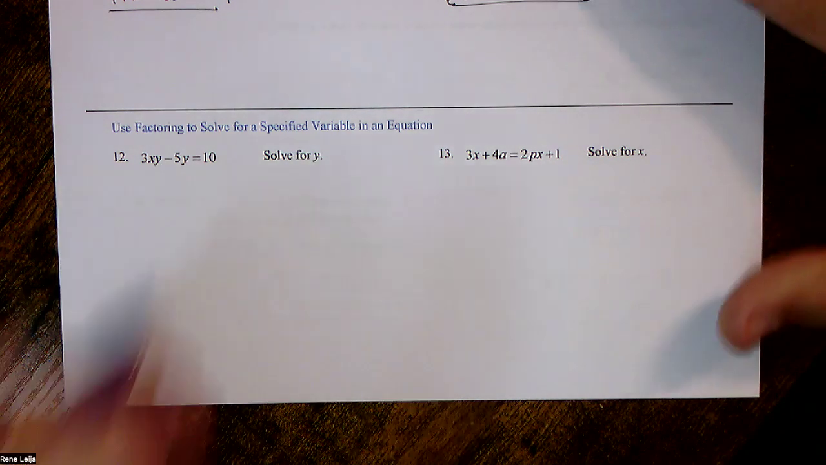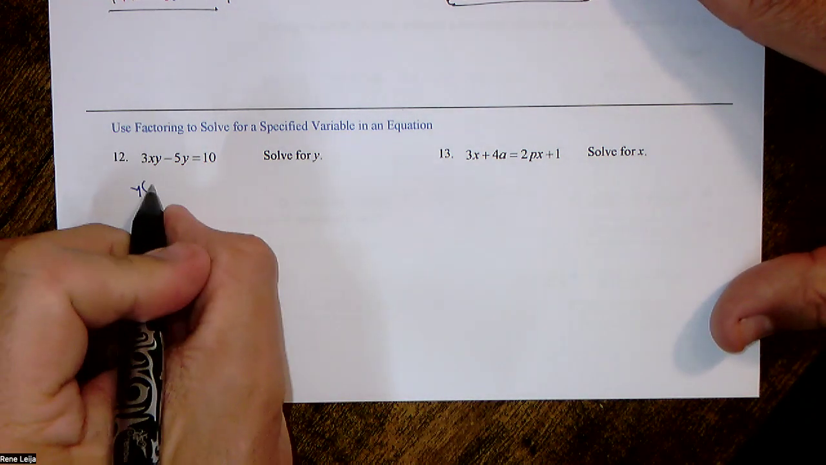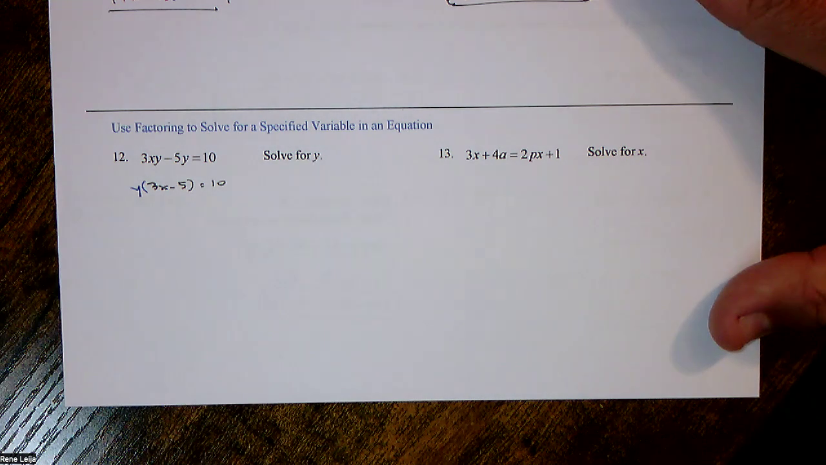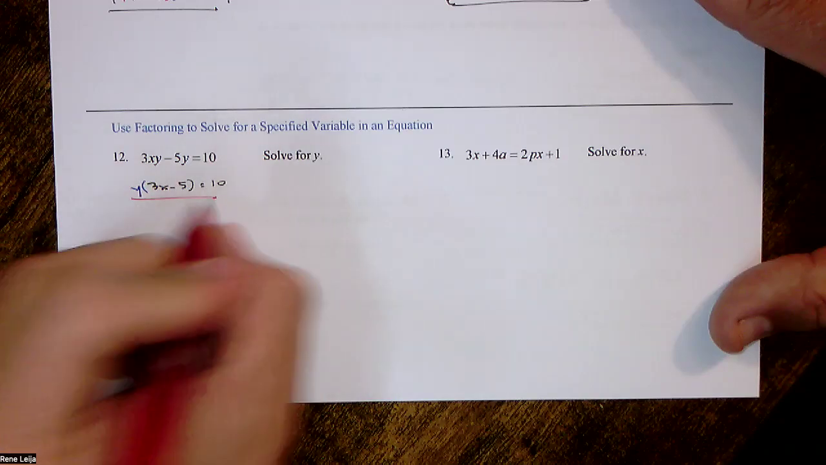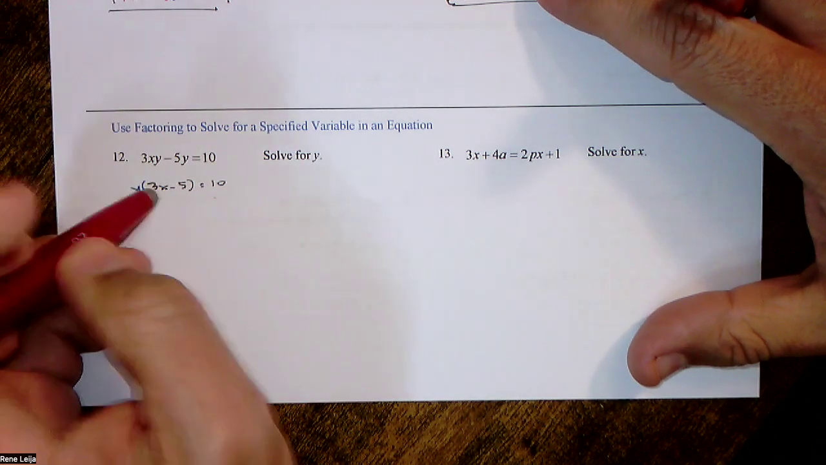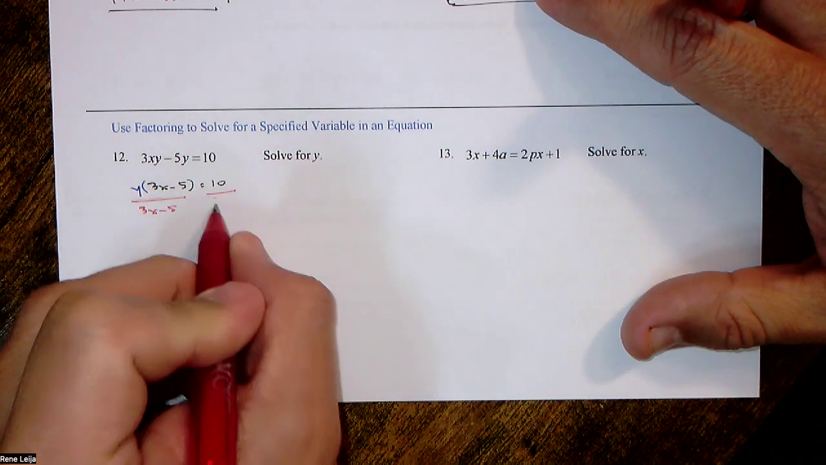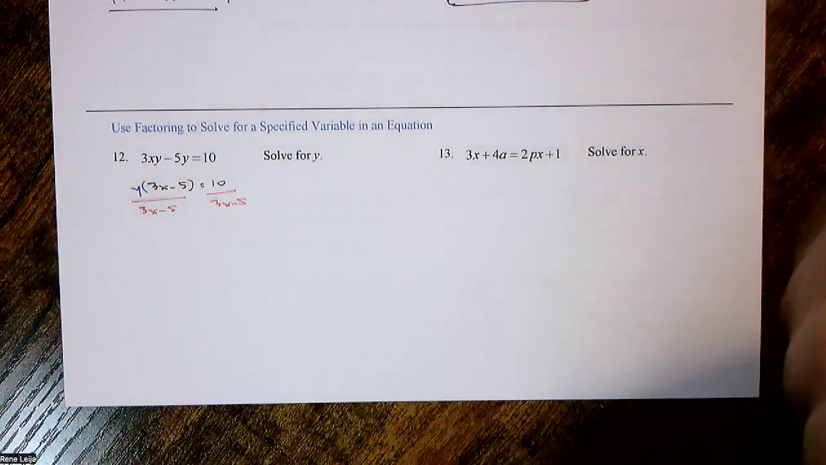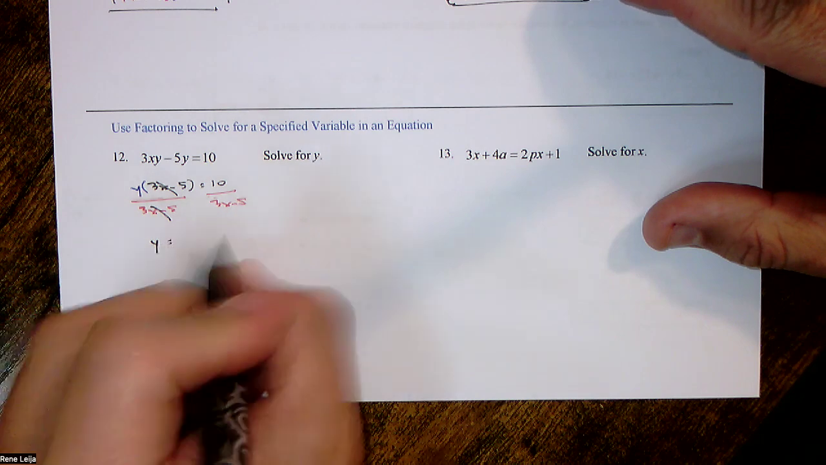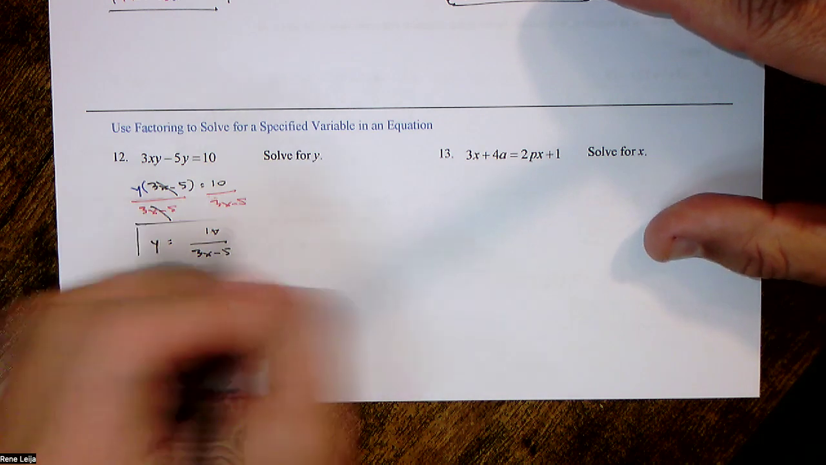So if I take a y out, I'm going to be left with a 3x minus 5 equals 10. And since I want to solve for y, then I'm just going to divide. I'm going to divide both sides by this 3x minus 5. Okay. So this is gone. So y equals 10 over 3x minus 5. And this is your answer.